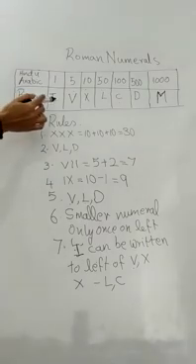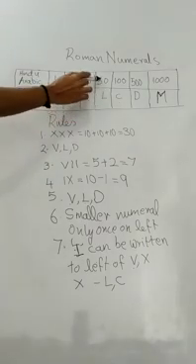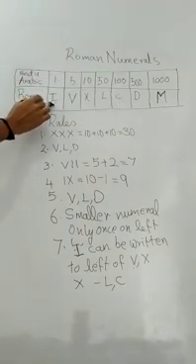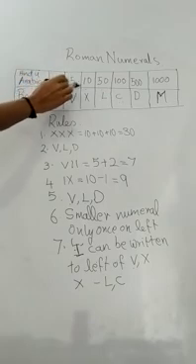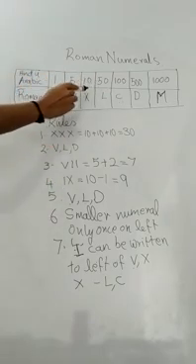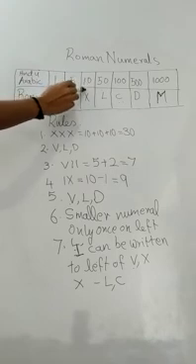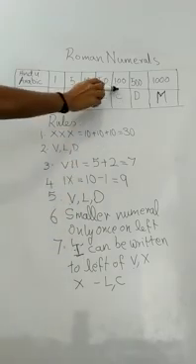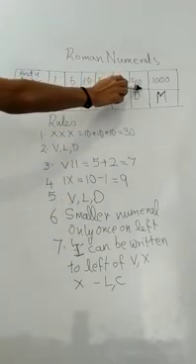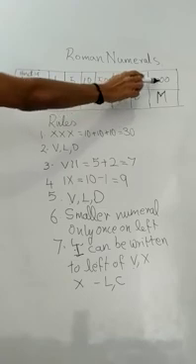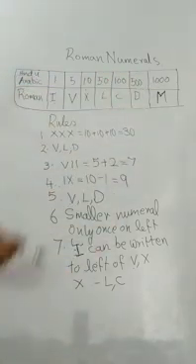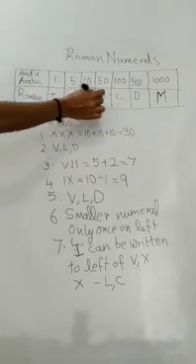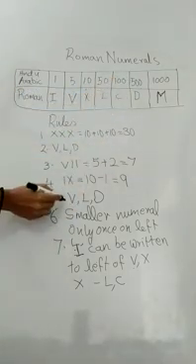Okay? So 1 you cannot write on the left side of L, that means 50 or 100. 1 you can write only on the left side of 5 and 10. And 10 can only be written on the left side of 50 and 100. And 100 can only be written on the left side of 500 and 1000. Okay. Only these can be written, right? These three cannot be written. 5, 50 and 500 cannot be written on the left side.